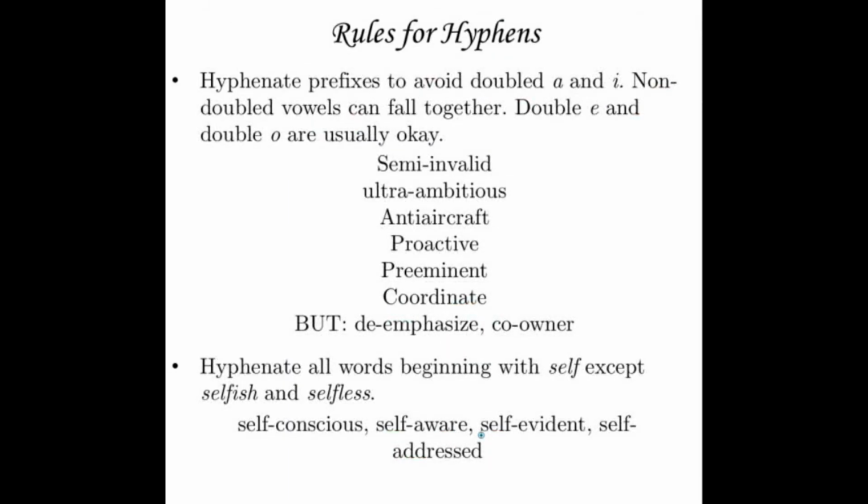All right. Hyphenate prefixes to avoid a doubled letter A and a doubled letter I. Non-doubled vowels can fall together. Double E and double O are usually okay. So we don't say semiinvalid without the hyphen; it's semi-invalid, because otherwise you have two I's next to each other, and that just freaks out English readers. Similarly, ultra-ambitious, but it's okay to say anti-aircraft. You've got two vowels together. Actually, you've got three, but because they're not the same, we can look at those and go anti-aircraft, and we know that the sound changes, and it doesn't freak us out too much.